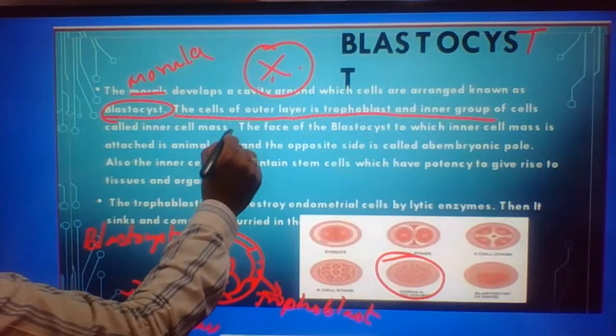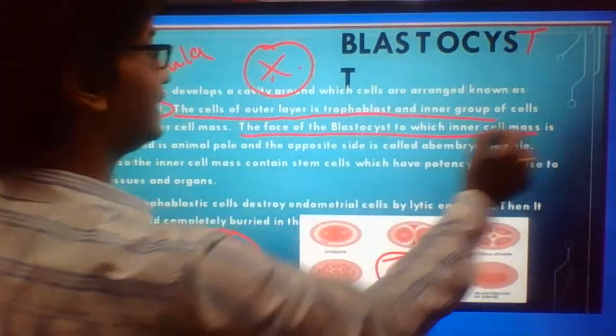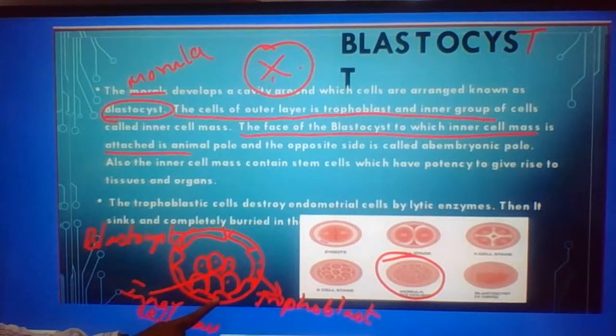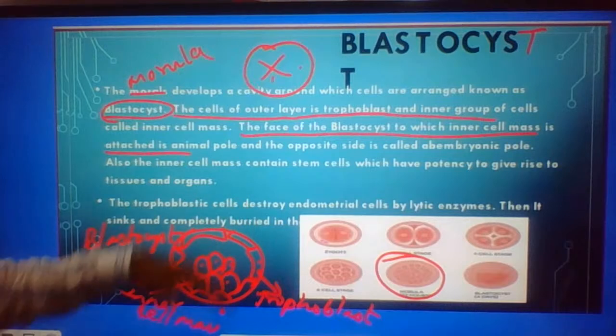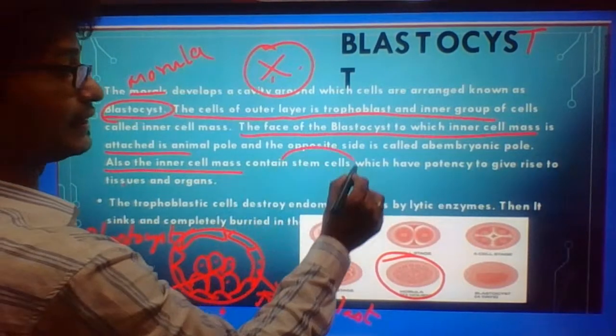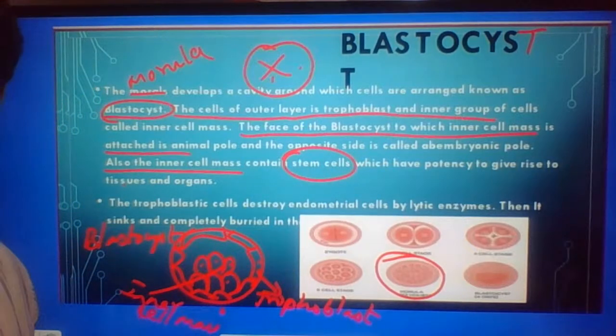Then what happens, like, the phase of the blastocyst to which the inner cell mass is attached is called as, the inner cell mass இருக்கிற அந்த இடத்துல நம்ம என்ன சொல்லுவோம்னா we call it as an animal pole. The opposite ல இருக்கிறது வந்து vegetal pole அப்படின்றத we can categorize it, right? Also the inner cell mass contains stem cells. Inner cell mass ல mostly என்ன இருக்கும்னு கேட்டிங்கன்னா stem cells.